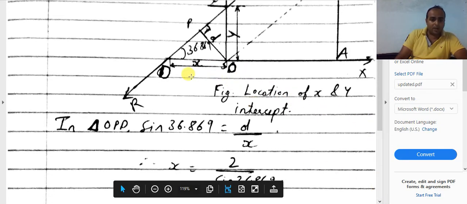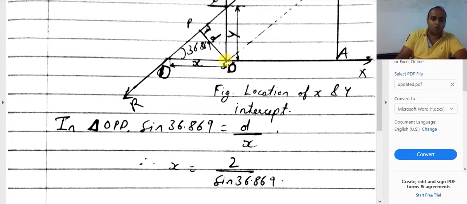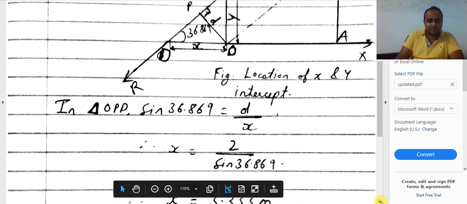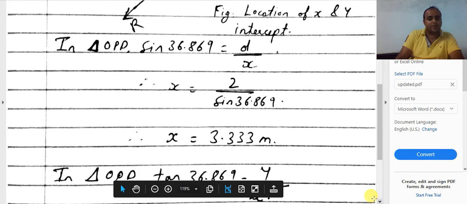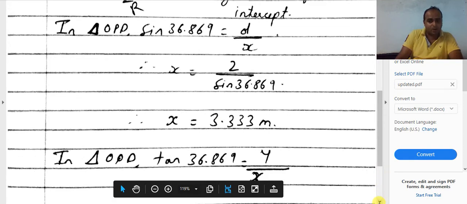Okay, so now in triangle OPD, my dear friends, this is O, this is D, this is P. So in the right angle triangle OPD, sine of 36.869, sine of an angle is equal to opposite side, which is d, divided by hypotenuse, which is x. So from this, my dear friends, x is equal to 3.333 meter. This is the x intercept, which will carry half a mark.